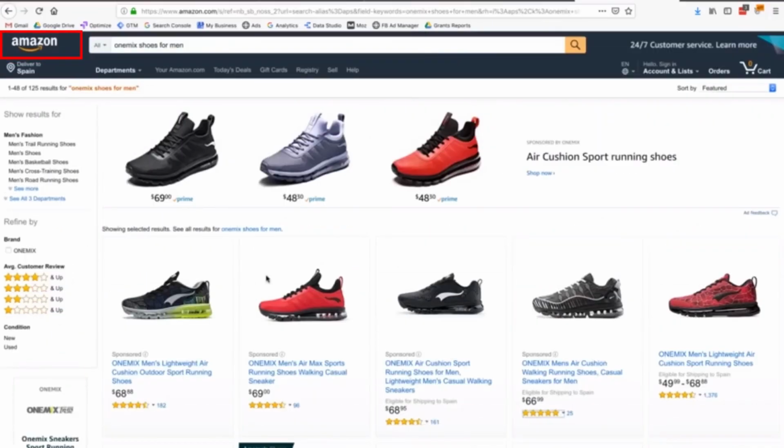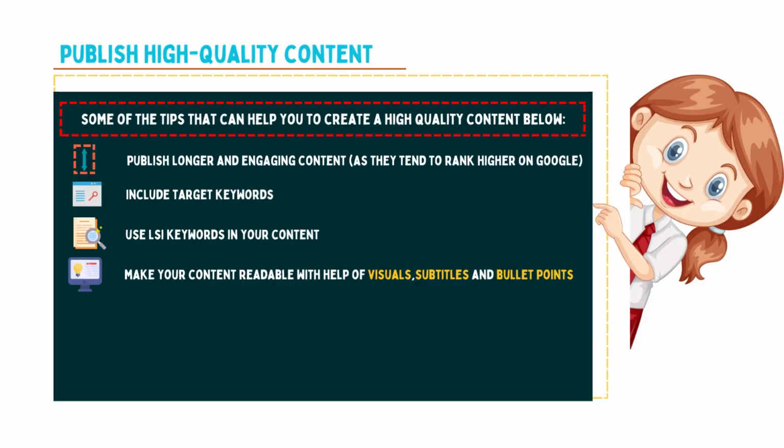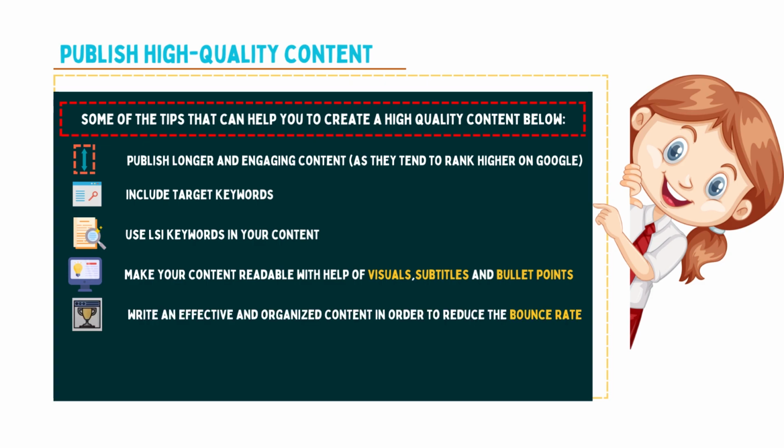The page on Amazon demonstrates a consistent and well-organized layout, making it easy for users to navigate and understand the information provided. To enhance readability and engagement, incorporate visuals, subtitles, and bullet points into your content. This approach helps break down and structure extensive or substantial content. By utilizing these elements, you can make the content more engaging and organized, thereby reducing the bounce rate.